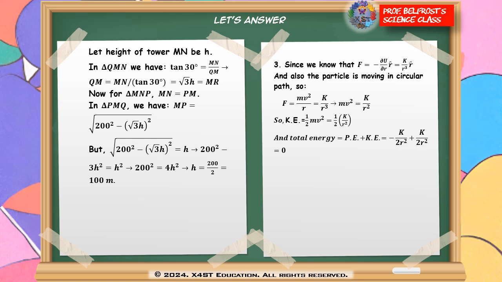But this is not the last step; we use this to find the kinetic energy. The kinetic energy, as we know, is half times mv squared. Since mv squared is k over r squared, we insert it here, so it's half times k over r squared. The total energy is always potential energy plus kinetic energy. The potential energy is given in the problem, which is minus k over 2r squared, and the kinetic energy is k over 2r squared. Together we sum them and it equals 0. That's the solution to this problem.